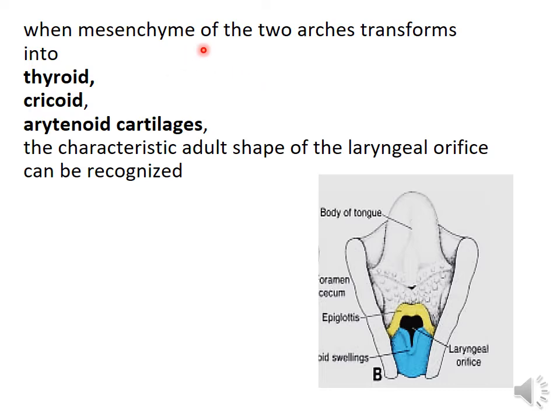Now, this mesenchyme of the fourth and sixth arches will change into thyroid, cricoid, and arytenoid cartilages. The characteristic adult shape of the laryngeal orifice will be recognized. You can see in this figure.